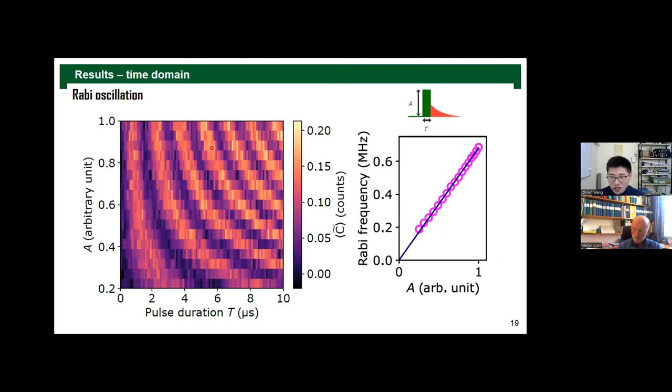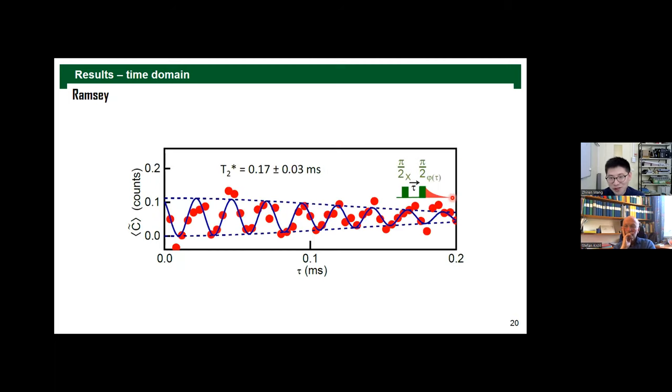And we can change the pulse amplitude to see how the Rabi frequency changes. We can see the frequency depends linearly on the pulse amplitude. And this shows you that what we see here is a true Rabi oscillation, not something else.